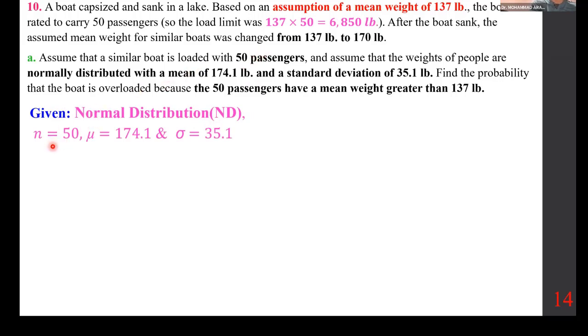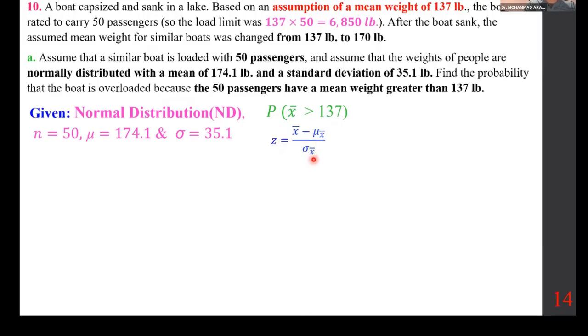50 passengers, n is 50, mu is 174.1, sigma is 35.1, and we are to calculate the probability of X bar larger than 137 for this situation. We use the z-score, X bar minus mu of X bar over sigma of X bar. So X bar is 137. Mu of X bar is the same as mu, which is 174.1.